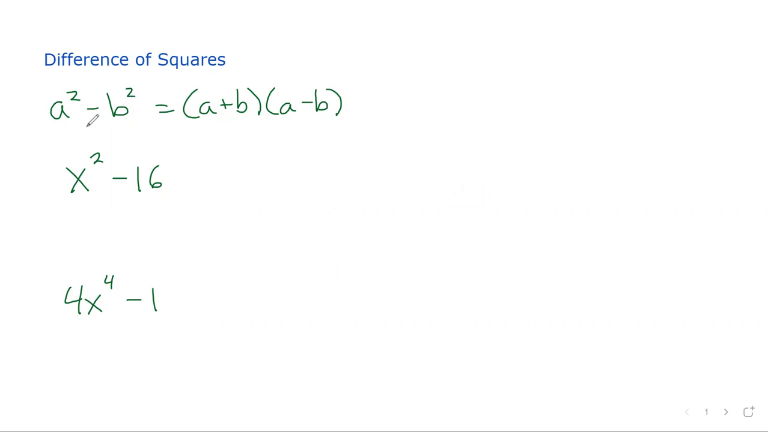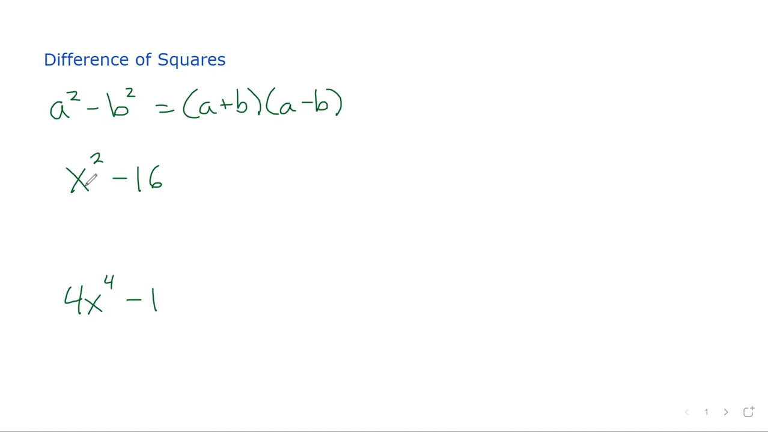The difference of squares format says that if we have a binomial, two terms, and there's subtraction between them, we can check to see if the first one's a perfect square and the second one's a perfect square. And if those are both true, then we know exactly how it's going to factor. It's going to be this pattern.